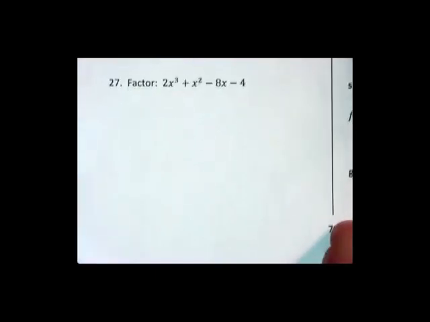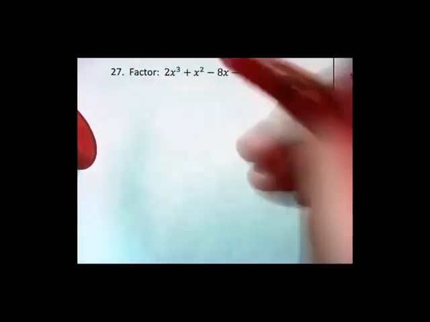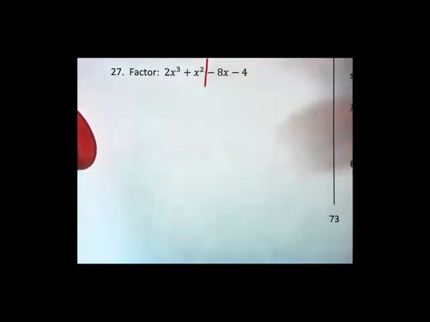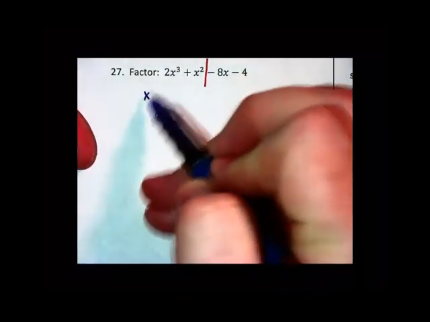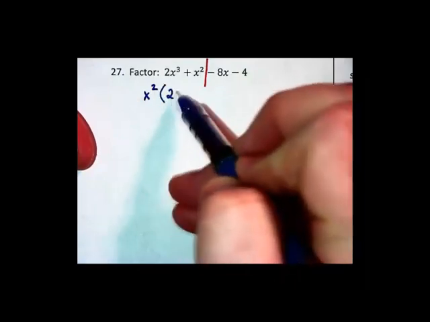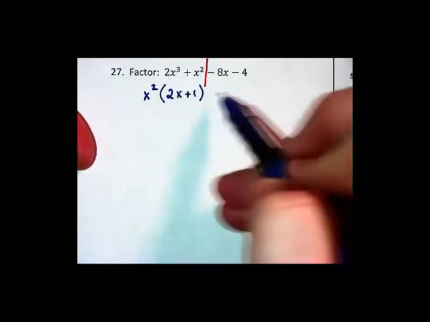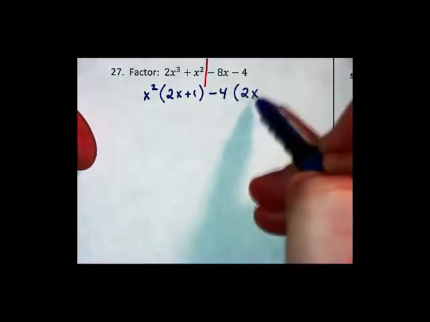Number 27, we see four terms. Four terms, we can't take a GCF out. Usually we'll factor using the grouping method. Splitting it down the middle, I see that I can factor an x squared out of the first two terms, leaving me with 2x plus 1. Then I can factor a minus 4 out of the next two terms, leaving me with a 2x plus 1.